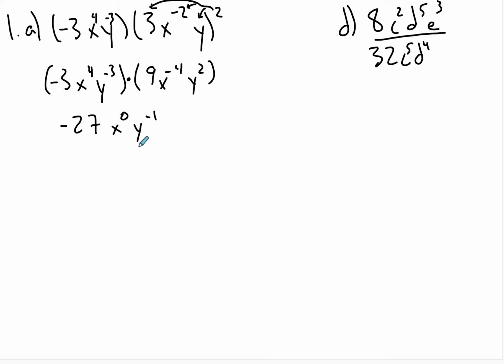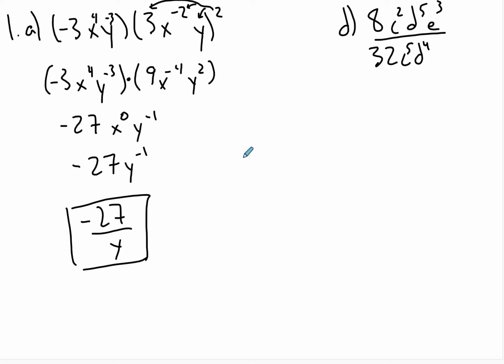We can clean this up a little bit more, because we know that x to the 0, any number other than 0 to the power of 0 will give me 1. So I'll have negative 27. This disappears because it's just multiplying it by 1, and we'll have y to the negative 1. We can take it one step further by cleaning up this negative exponent. So to get rid of a negative exponent, we take the reciprocal of just the term that it's on. So here we'll have negative 27 all over y, and that is our final answer for part A.